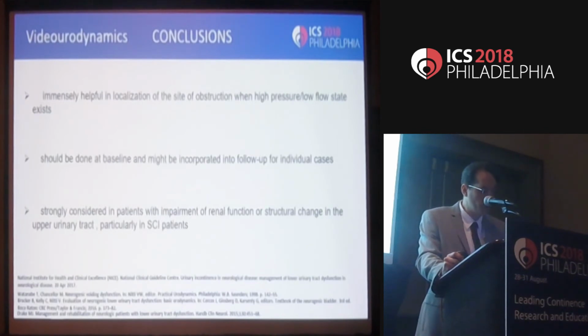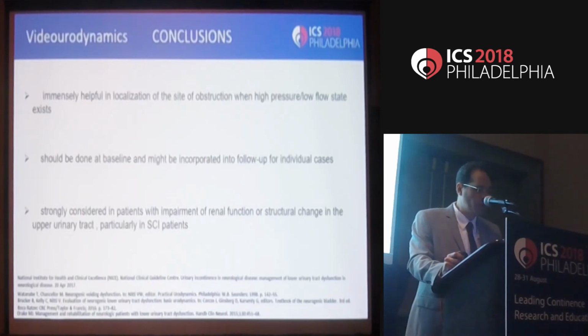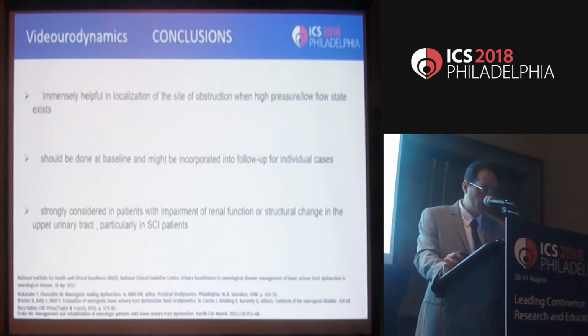So in conclusion, I think that video urodynamics are immensely helpful in localizing the site of obstruction when high pressure flow studies exist, should be done at baseline and might be incorporated into follow-up for individual cases, and is strongly considered in patients with impairment of renal function or structural change in the upper urinary tract, particularly in spinal cord injury patients. Thank you.